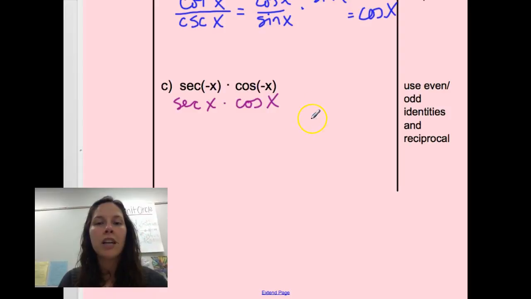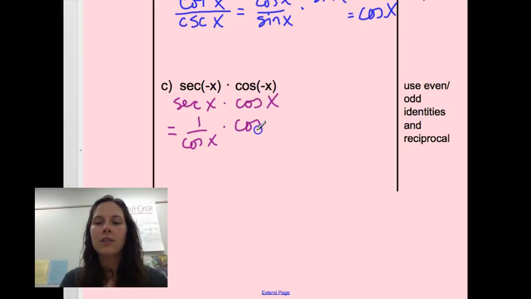By the way, if you were looking at those identities, these are the only two where that negative simplifies out. The other four all become opposite. So using our reciprocal identities, secant is 1 over cosine. So we've got 1 over cosine of x times the cosine of x, which simplifies to 1.